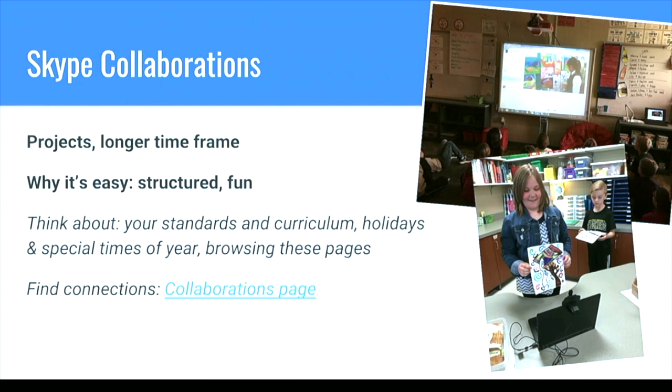A lot of them have to do with holidays or special times of the year. There are things for back to school. There are things for holiday traditions. There are Skype collaborations that center around World Read Aloud Day or the Global Read Aloud Project in the fall, if you've heard of that before. So you are going to find different collaborations on the collaborations page on the Microsoft Education website. I encourage you to browse through those.